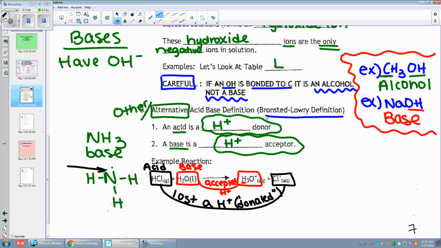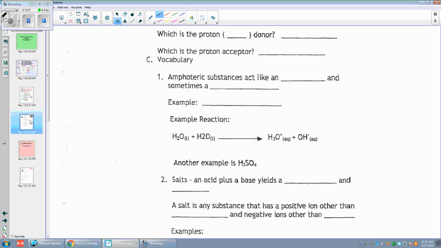So we're flipping over to the next page, page 8. They're asking us questions that go with what we've just said. So they said, which is the proton or H plus donor? We saw that HCl donated it. And which was the proton acceptor? Well, the H2O accepted it because it turned into H3O plus. So that would make HCl my acid, like I said, and H2O acting like my base.